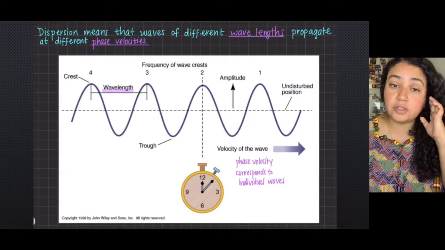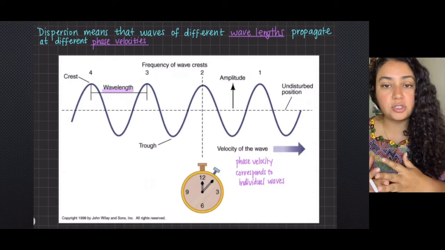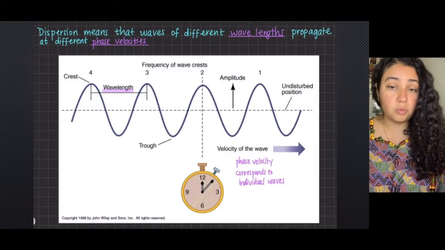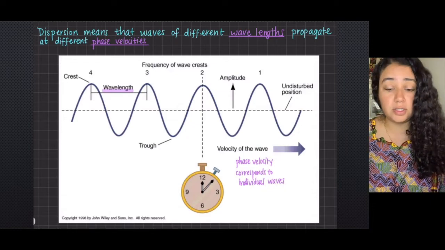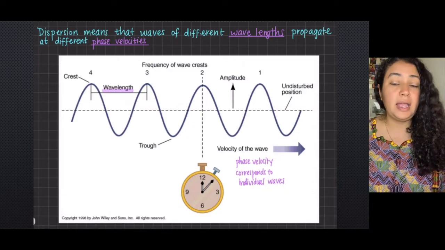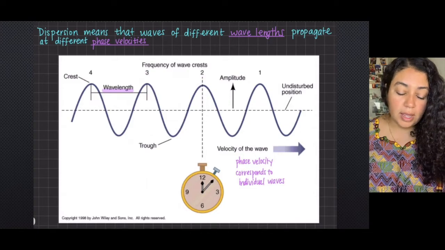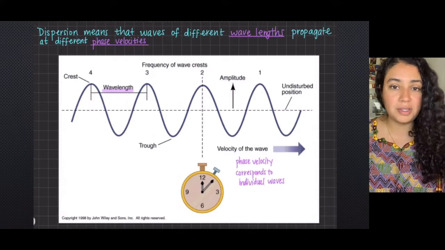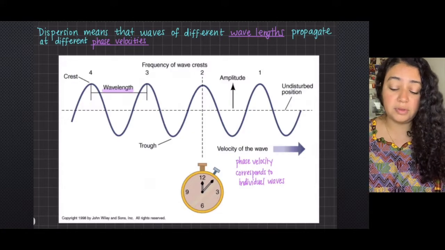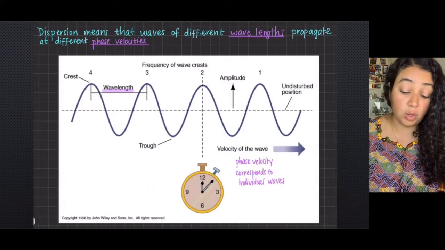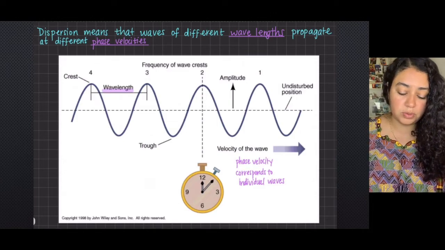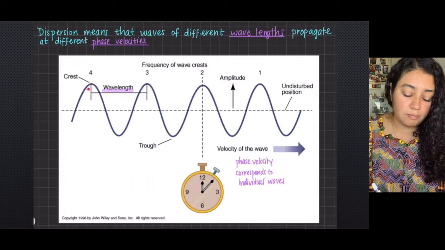This is one of the first instances of waves that are considered to be dispersive. So what is dispersion? How do we describe dispersion mathematically? The simple thing to remember is that it essentially means that waves of different wavelengths propagate at different phase velocities.